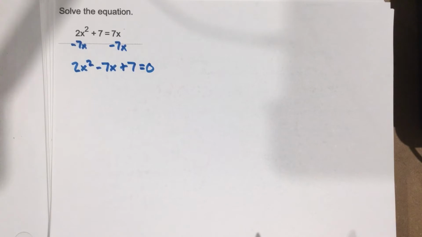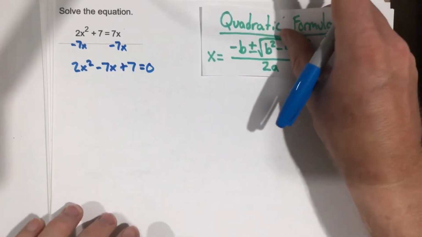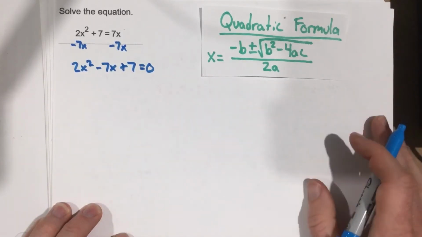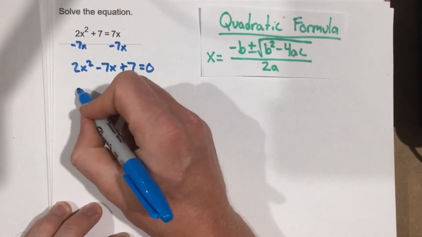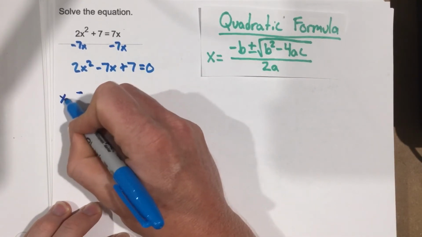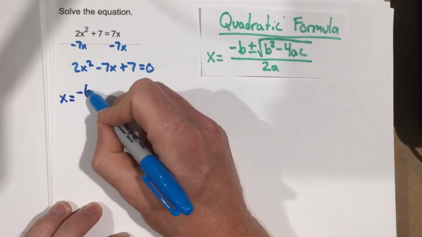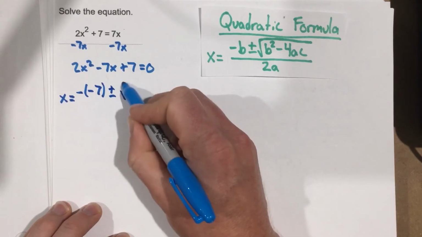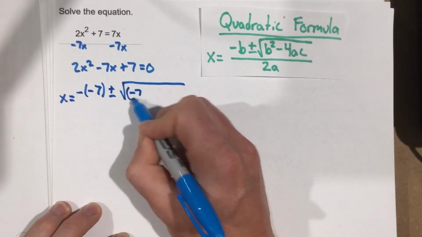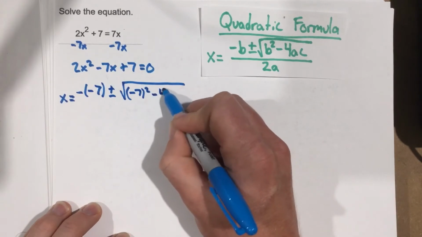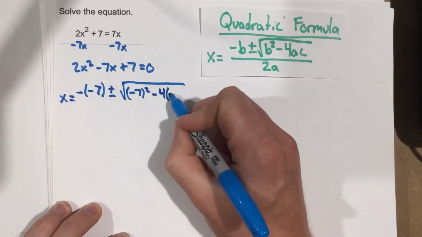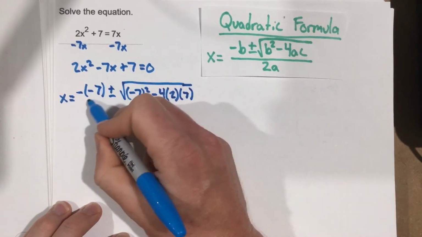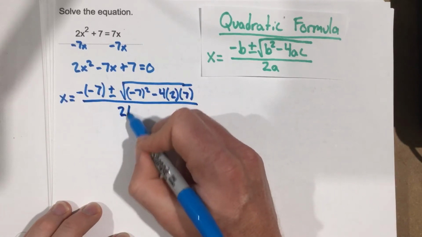So the quadratic formula is x equals negative b plus or minus the square root of b squared minus 4ac, over 2a. So I'm going to start with b, which is negative, better say x equals here. So it's negative 7 plus and minus the square root of negative 7 squared minus 4 times a, which is 2, times 7, all over 2 times 2.